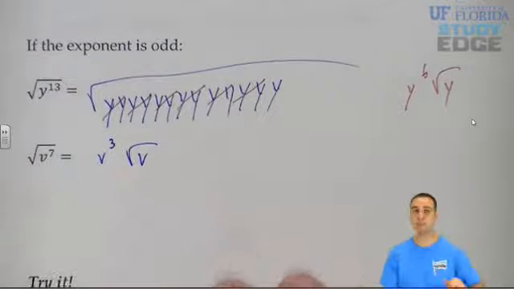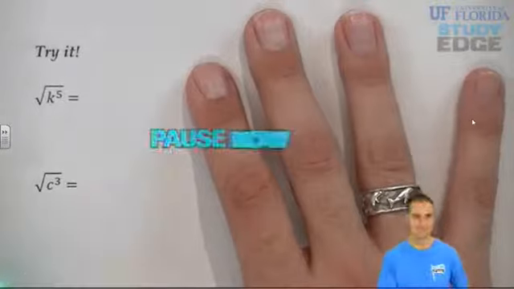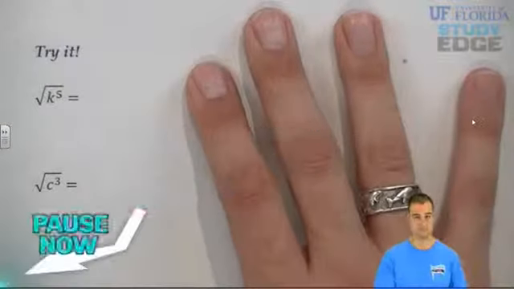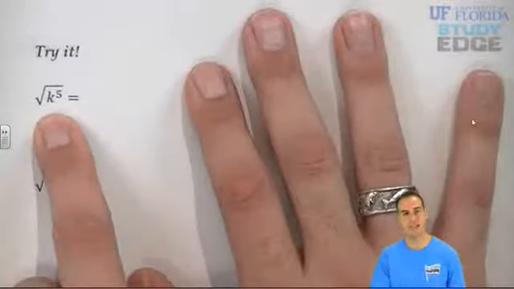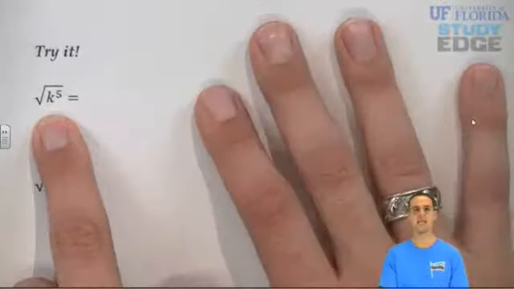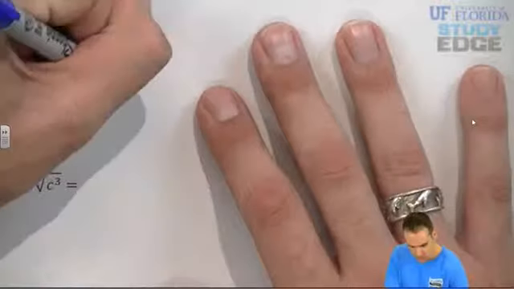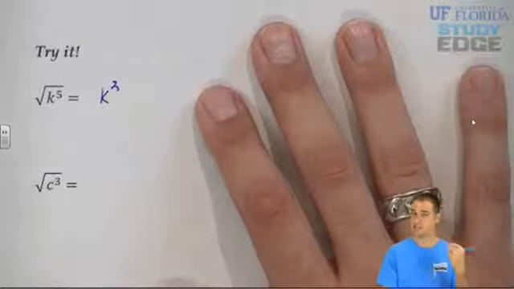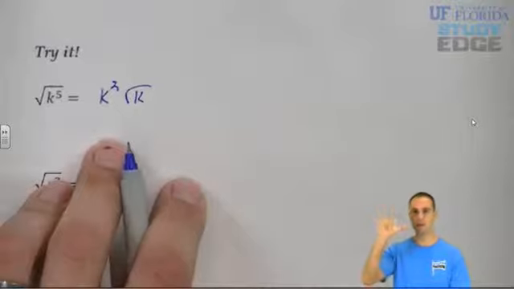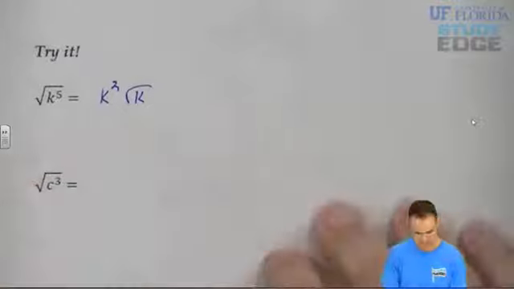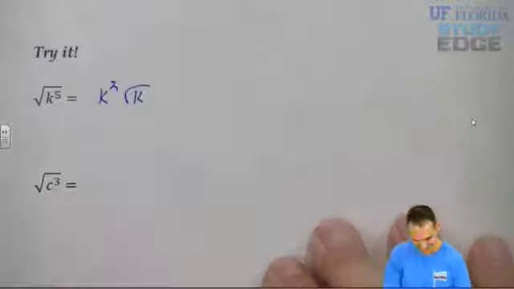So again, I want you to try 2 of these out. Give them a try. I'm going to pause again. Simplify. I have, let's see, looks like 5 K's. So in this case, if I have 5 K's, how many pairs is that? How many will I have on the outside? That would be 2, or k squared. Remember, I say 2, but it's really k squared with 1 left over. If I have 5, that's 2 pairs with 1 left over. C cubed is 3 C's. That's 1 pair with 1 left over.